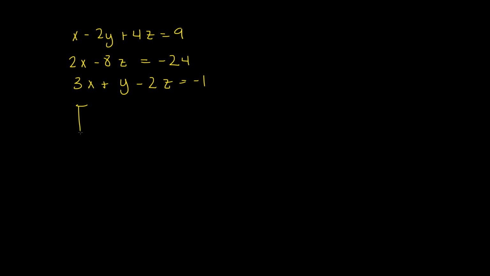Looking at this, I'm going to go with my x values, 1, 2, 3. My y values: we don't have a y in the second equation, so this is missing y, which means we must have a 0 times the y. Because we don't write zeros down, our y in the second equation is just going to be 0. Then 1 for the third. And the z column is 4, negative 8, negative 2.